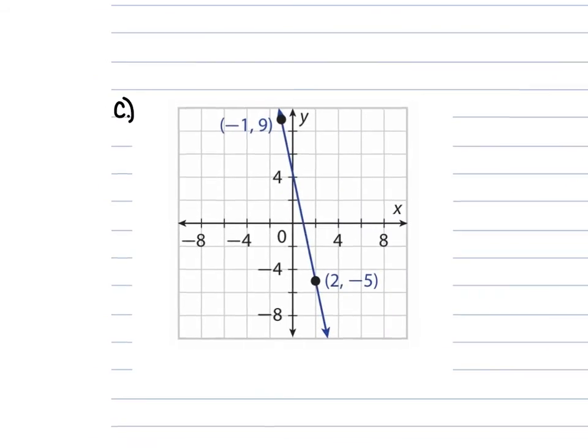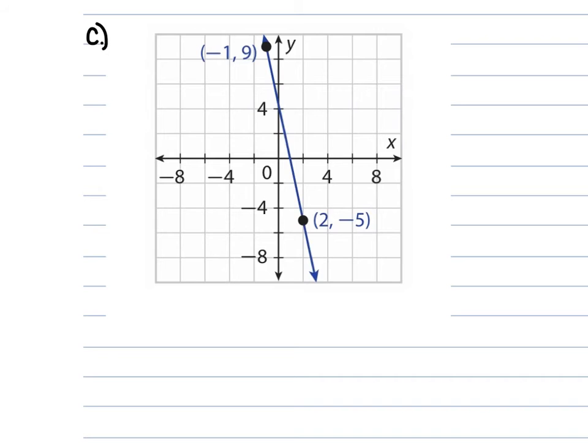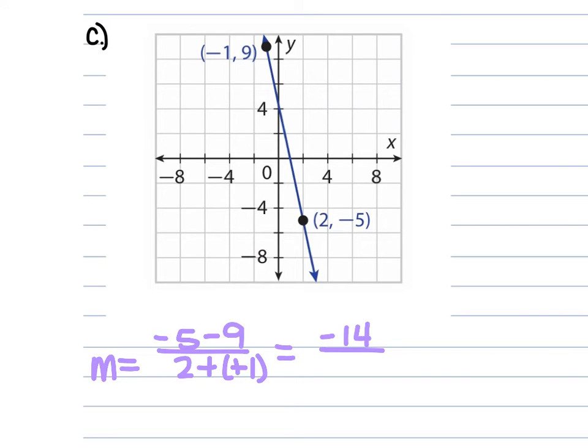For C, we have our 2 points, so we're going to do negative 5 minus 9 over 2 minus negative 1. Negative 5 minus 9 is negative 14. Negative 2 plus 1 is 3. So that's just going to be negative 14 over 3.